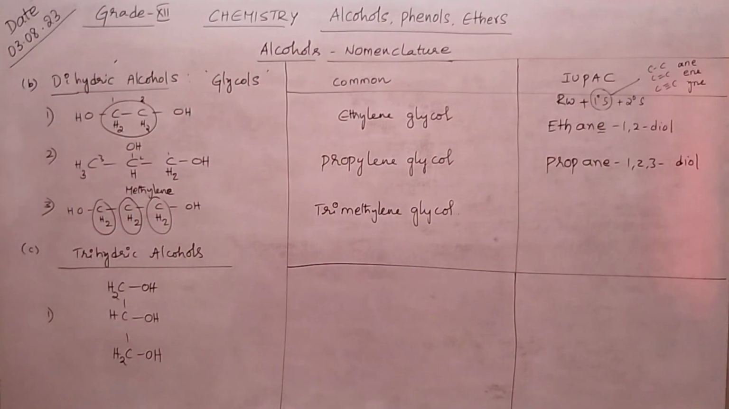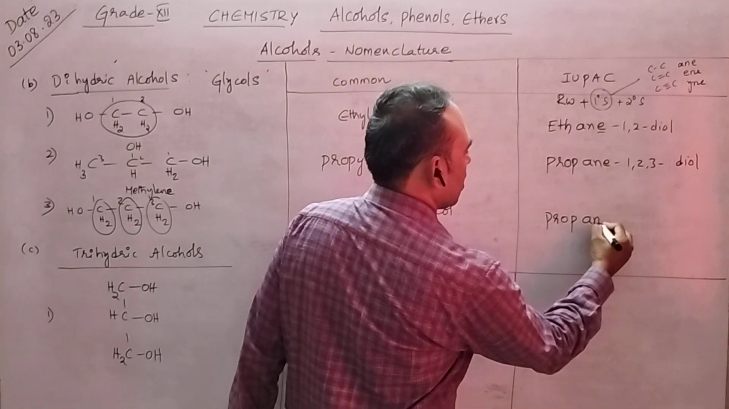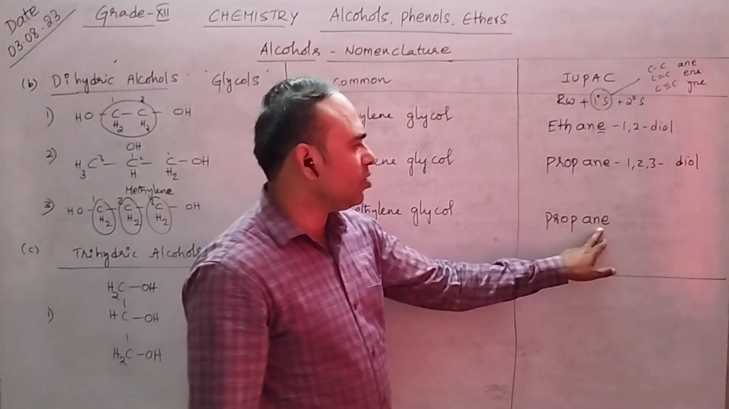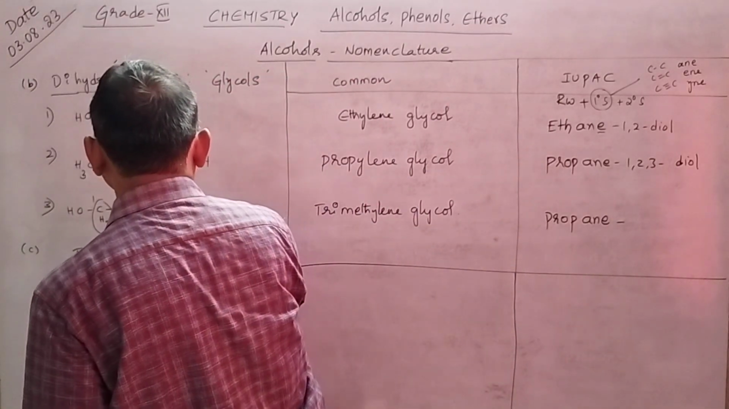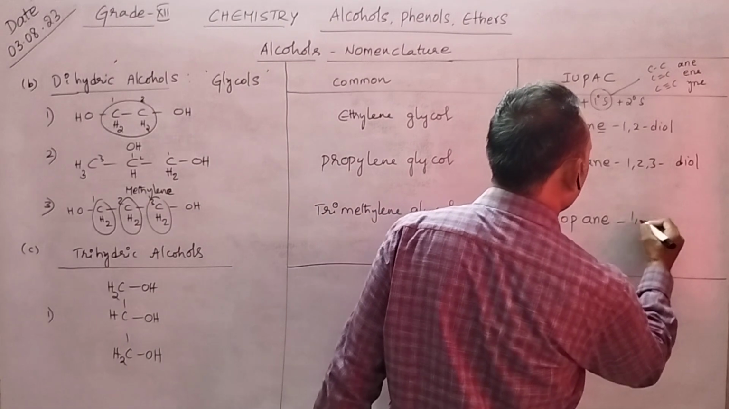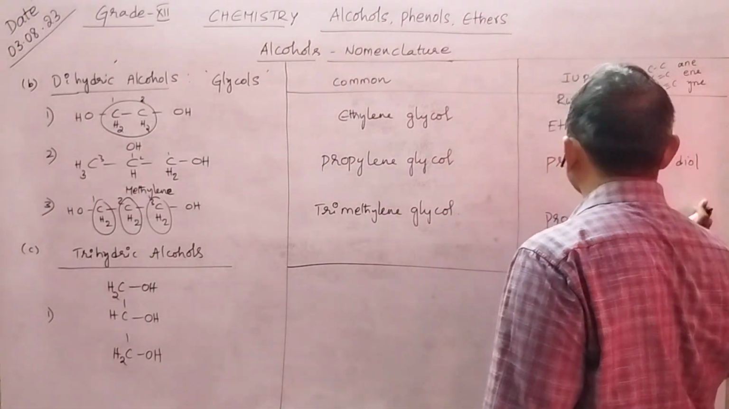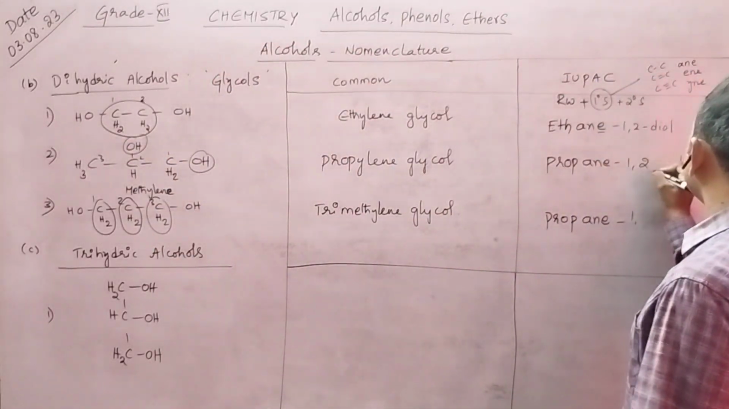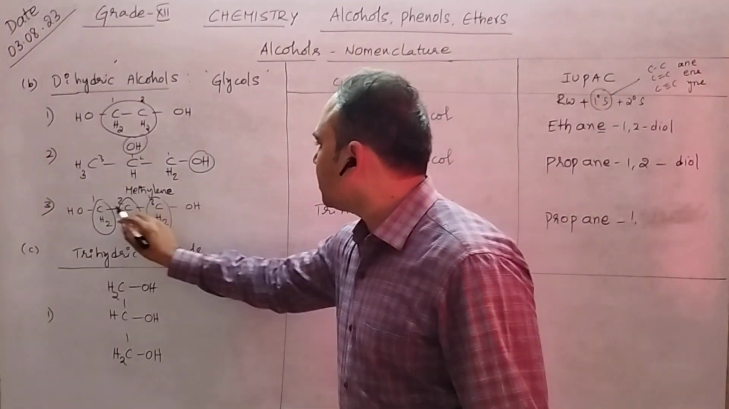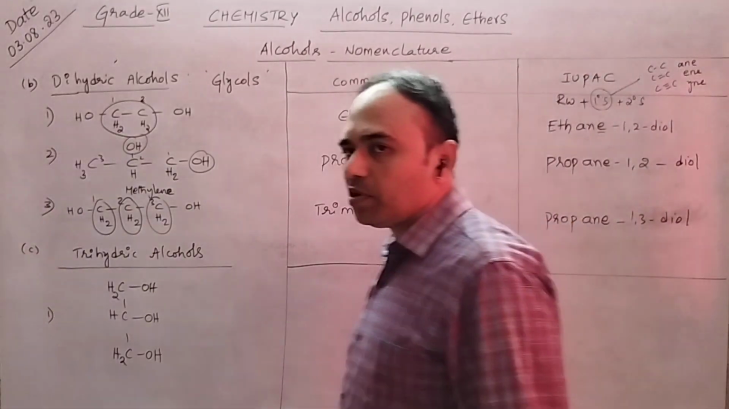Now coming to the last one, numbering from here 1, 2, 3 you can give. So root word will become prop, and ANE, because single bonds are there, E you can retain. Now coming to this, the numbering here will become 1, 2, 3, diol. See here the numbering was at 1 and 2, so it was 1,2-diol. Now the numbering is at 1 and 3, hence we write it as 1,3-diol. Hope you are able to follow this.